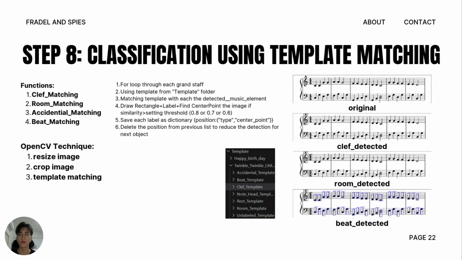We use template matching to classify clef, rests, accidental key, and beat length. We detect from large to small templates to avoid mismatching from small images. Every object that gets detected is removed from the object list to reduce runtime and to avoid duplicate matching. The functions that we use are clef matching, rest matching, accidental matching, and beats matching. For OpenCV, we use resize image, crop image, and template matching.